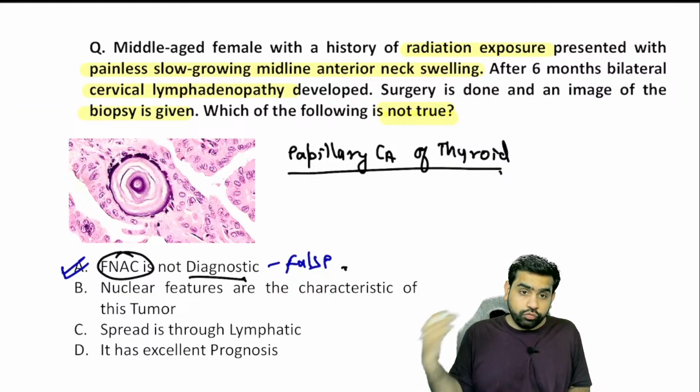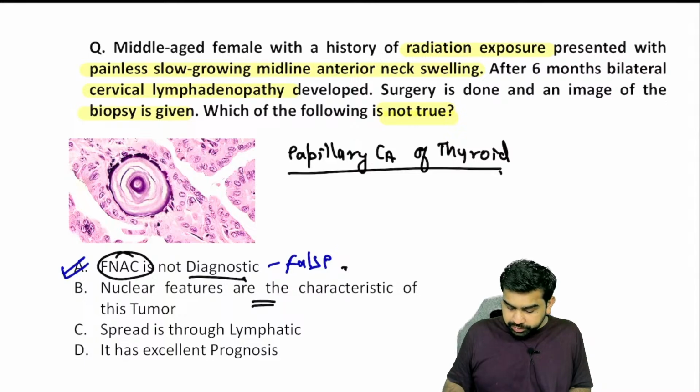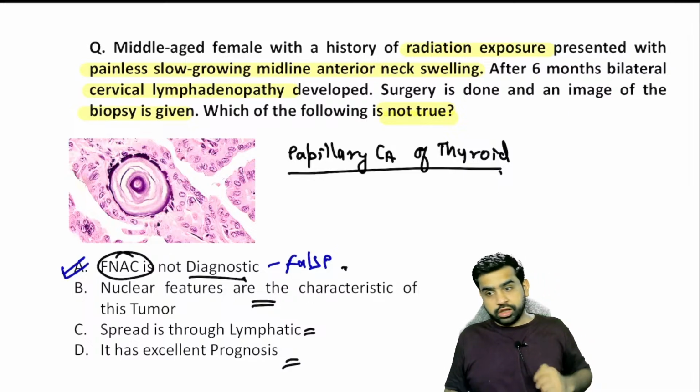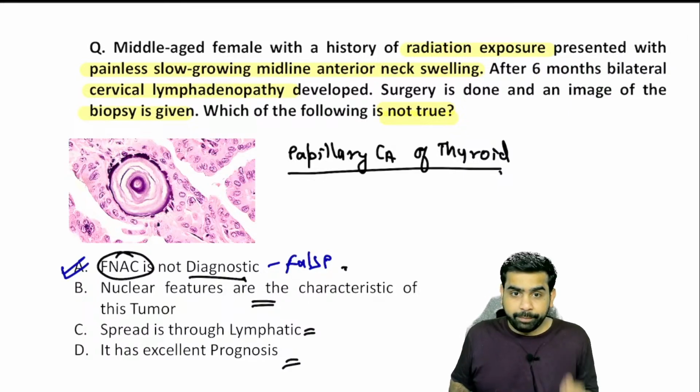FNAC is the investigation of choice for the papillary carcinoma of thyroid. Nuclear features are the characteristics of this particular tumor. Well, yes, spread is through the lymphatics, and it has an excellent prognosis. Yes, all these particular statements are true for the papillary carcinoma of thyroid.